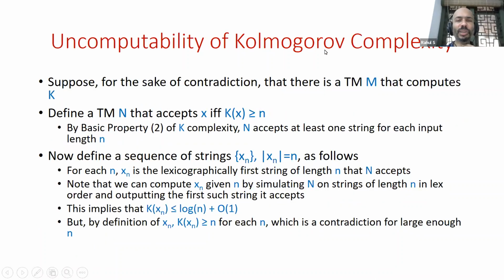So how does the argument for Kolmogorov complexity go? I'll first give you the mathematical argument and then describe how it's essentially Berry's paradox. Suppose, for the sake of contradiction, there's some Turing machine M that computes K, that computes Kolmogorov complexity.